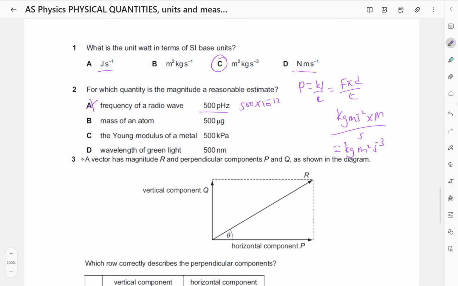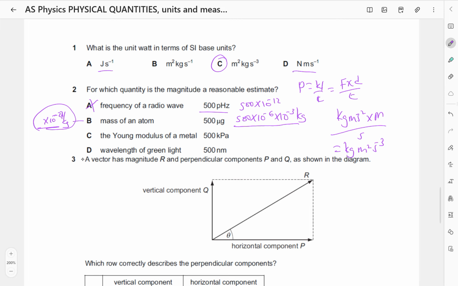The mass of an atom, 500 times 10 power negative 6 grams, times 10 power negative 3 to change it to kilograms. The mass of an atom is of the order 10 power negative 27. You have seen that in atomic physics. If a proton is of the order 10 power negative 27 kilograms, it means the mass of an atom could be above 10 power negative 27 kilograms. So this is too big. It should be almost of the order 10 power negative 27 kilograms. You have seen that in particle physics.